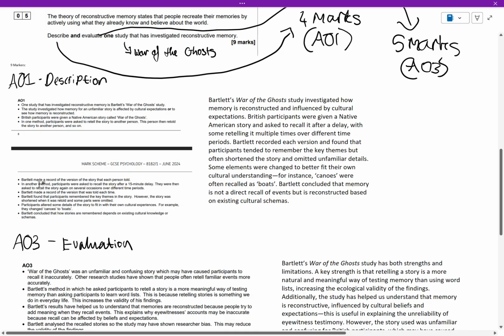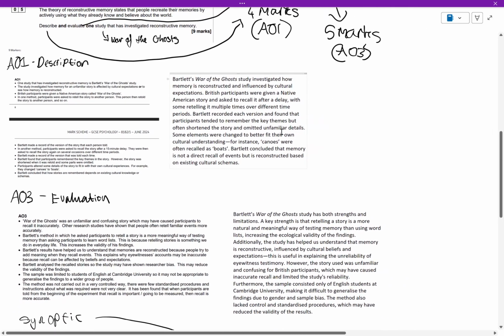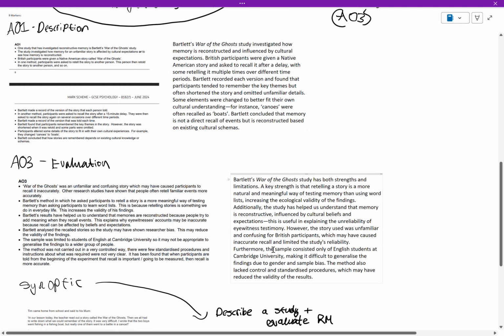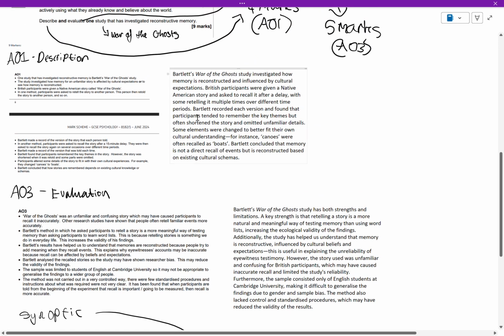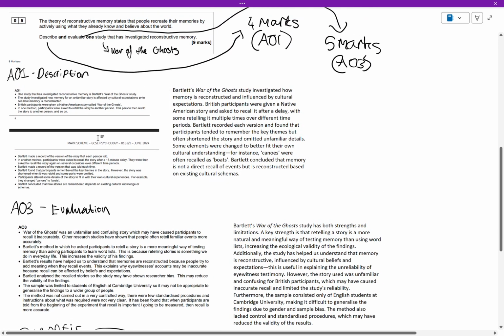So using this mark scheme, well, not using the mark scheme, but using my knowledge, I've written, I'd say, a pretty good 9 marker. So for our description, it's asking us, basically the description is saying pretty much describe the study, what they did, what was their method, and also what they found out.